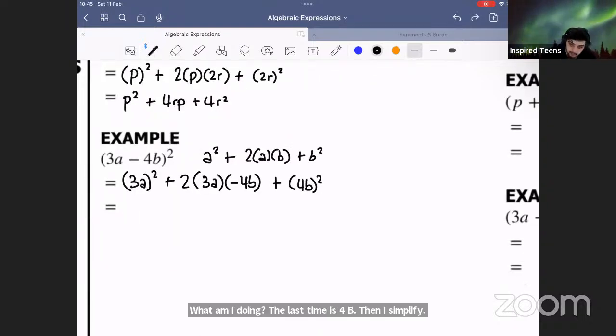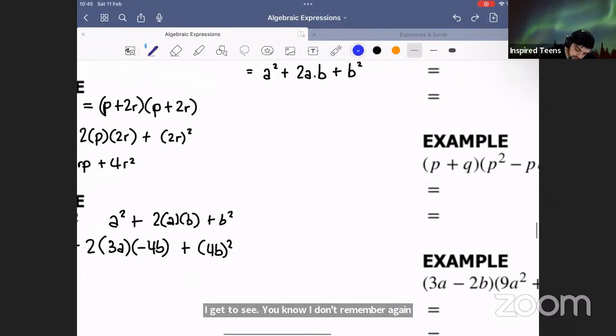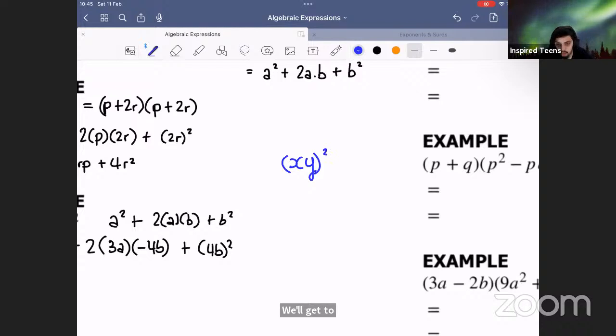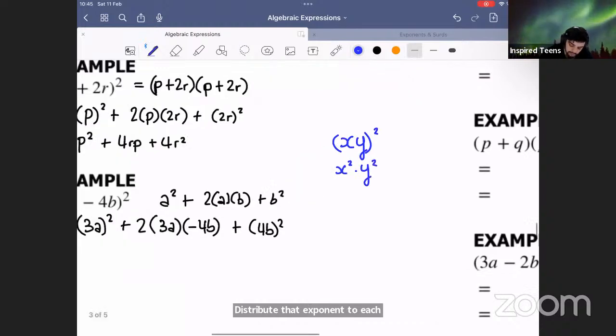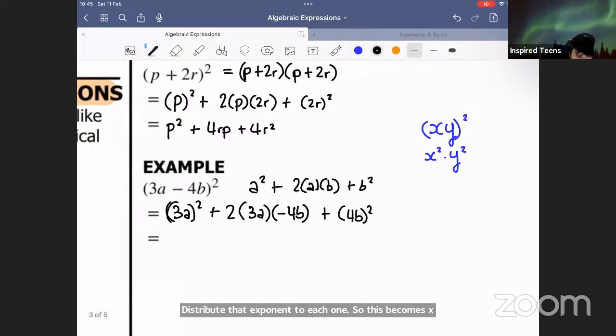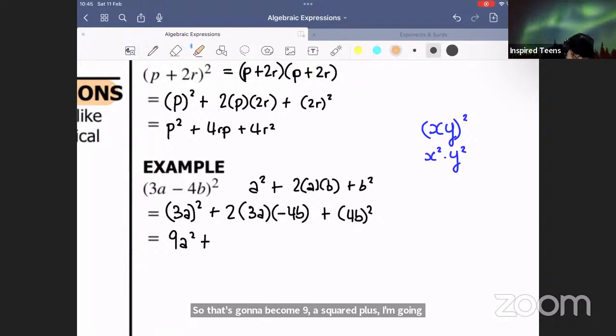Remember, again, we'll get to revision of exponents at some point. But when you have x times y squared, the whole thing is squared, you will square each one. You distribute that exponent to each one. So this becomes x squared times y squared. Okay, so similarly in this case, I need to square the number as well. So that's going to become 9a squared plus, I'm going to multiply all my numbers here.